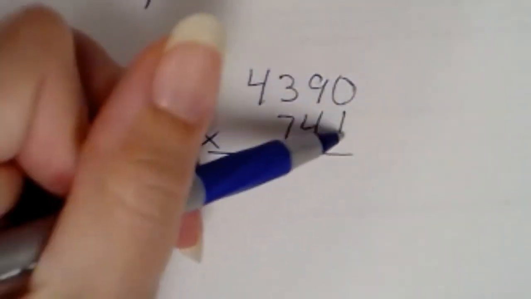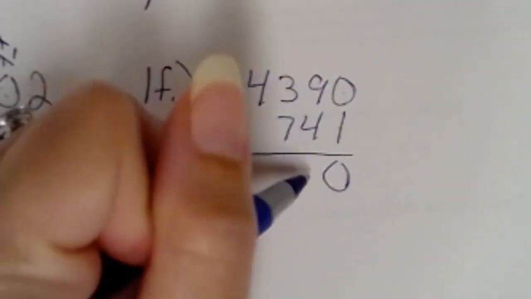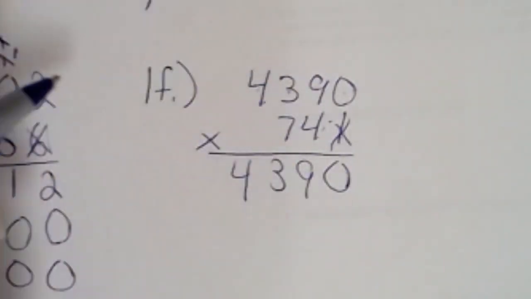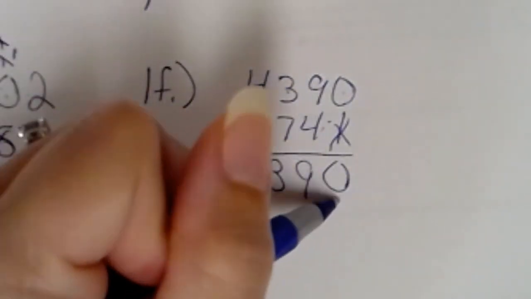1 times 0 is 0, 1 times 9 is 9, 1 times 3 is 3, 1 times 4 is 4. We're done with our ones place. We didn't have any regrouping. Woohoo! We're going to put a 0 as a placeholder.